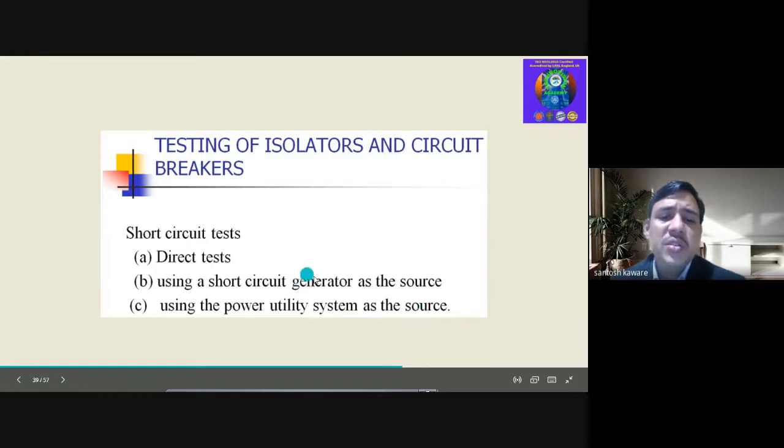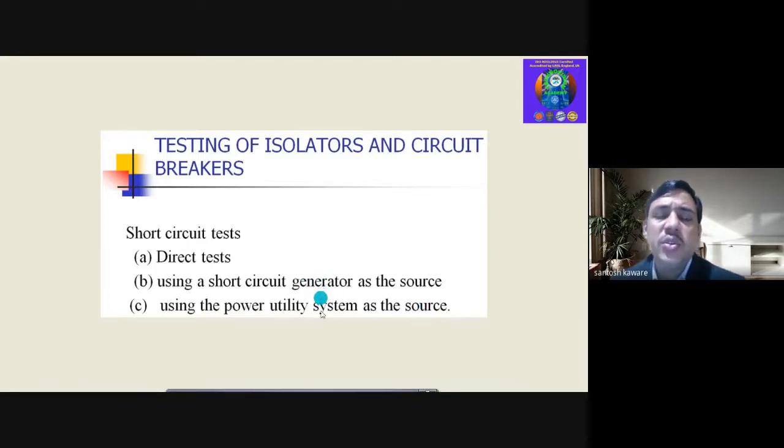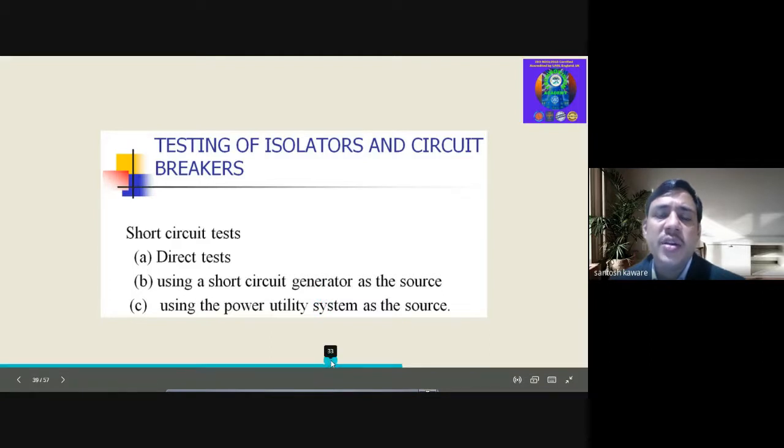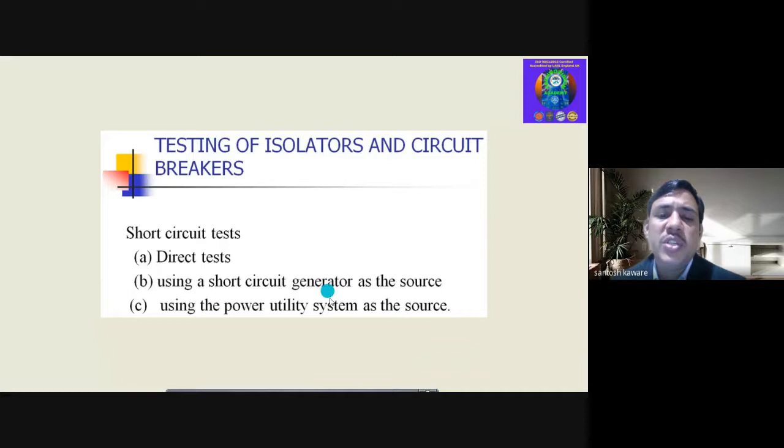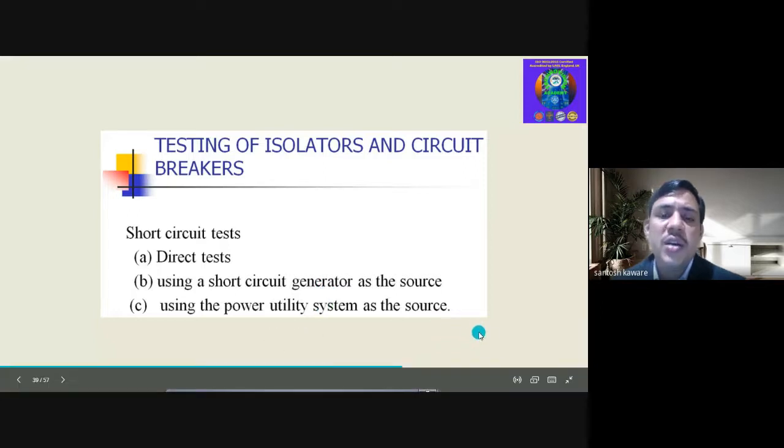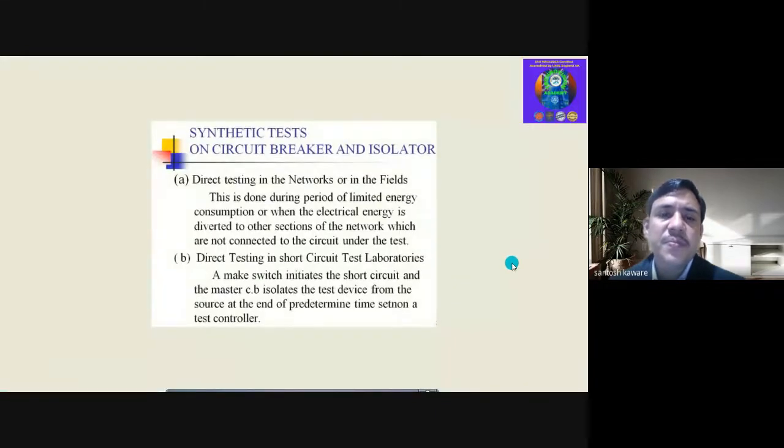Means they are checking, like you are creating a fault from the generation side. Suppose the fault is from the generation side, they are using the generator as the source to check the short circuit from the generation side. From the utility side, there is another method: if the fault is from the utility side, how will the performance of the equipment be? Whether on the generation side or the utility side, those tests are also taken.